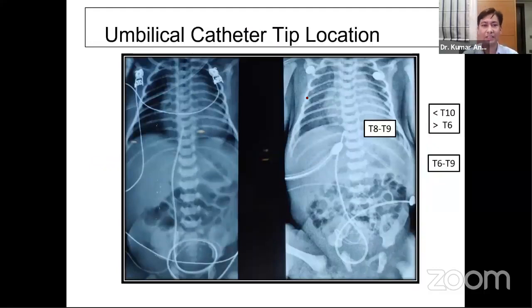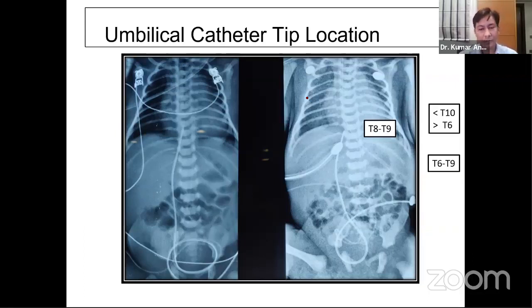Now, something about the catheter tip. We calculate the catheter length on the basis of Shukla, and there are other methods to calculate for the umbilical artery and umbilical venous catheters. But when you insert the umbilical venous catheter especially, you would find that it either does not cross the diaphragm, or sometimes it remains below the diaphragm.